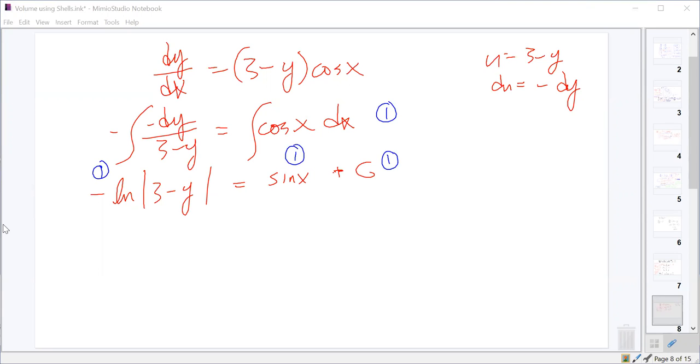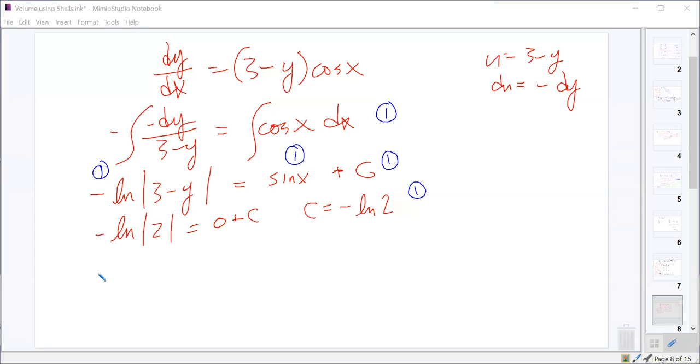All right. Still part C. We got to finish solving this and find the constant. So what was our initial condition? Was it 0, 1? Yeah, 0, 1. So if y is 1, this is negative natural log absolute value of 2 equals 0 plus our constant. So our constant is negative ln 2. Fifth point, finding the constant properly.